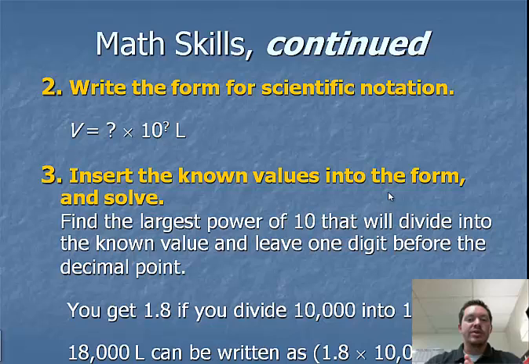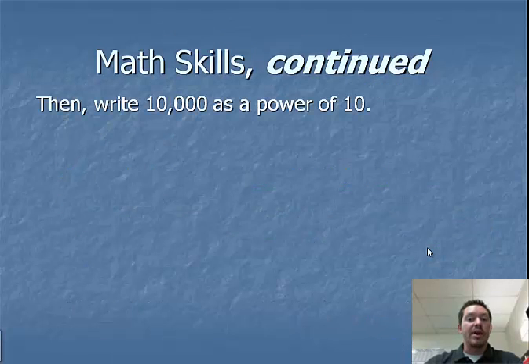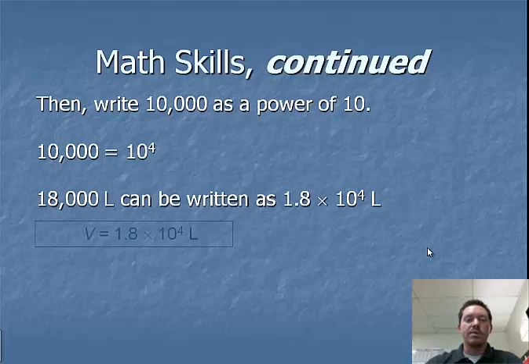So what I can do is either move my decimal or divide. You can find the largest power of 10 that will divide into the known value and leave one digit before the decimal point. So you get 1.8 if you divide 10,000 into 18,000 liters. So 18,000 liters can be written as 1.8 times 10,000. Then I write 10,000 as the power of 10, so it's 10 to the 4th. So 18,000 liters can be written as 1.8 times 10 to the 4th liters.